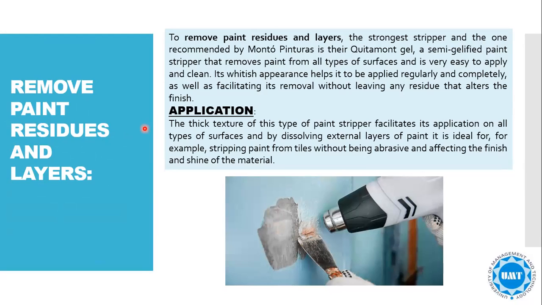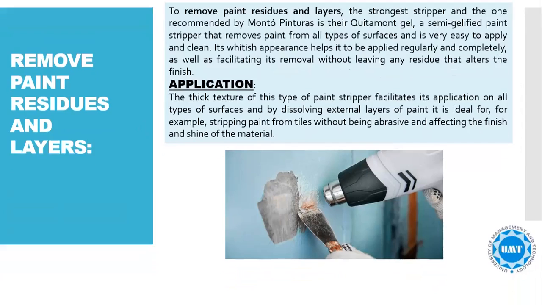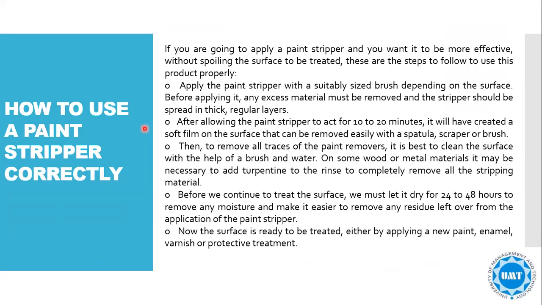How it is applied. The thick structure of this type of paint stripper facilitates its application on all types of surface by dissolving the external layer of the paint. For example, stripping paint from tiles without being abrasive and affecting the finish and shine of the material. So, how to use the paint stripper correctly?